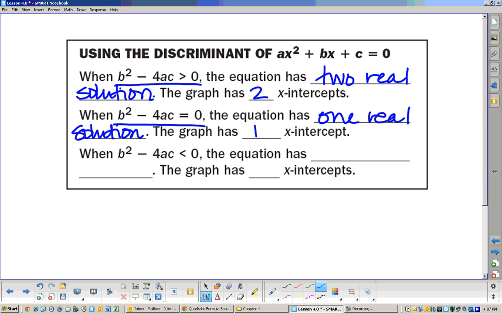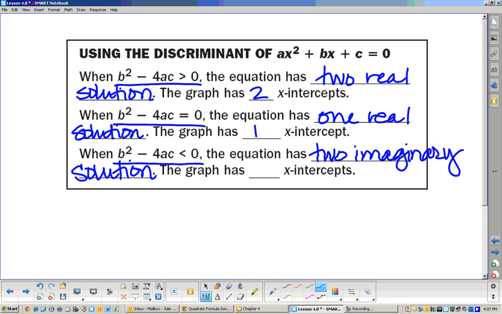But then here's the other case. If that discriminant is negative, you still get 2 solutions, but now they're imaginary. 2 imaginary solutions. And the graph isn't going to show any x-intercepts or zeros because it doesn't cross the graph. So we have to fill that in as a no.